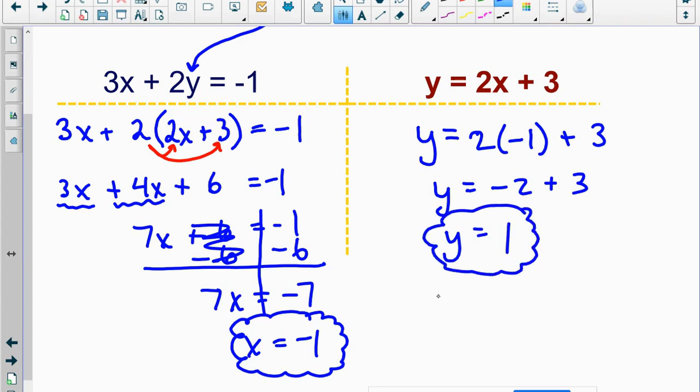So our solution to this system of equations that we started with. Let's see, which number goes first? It's always the x value, so -1, comma, +1.